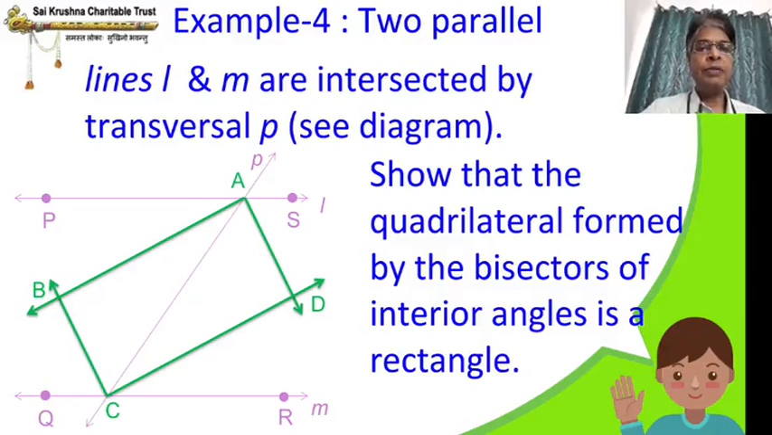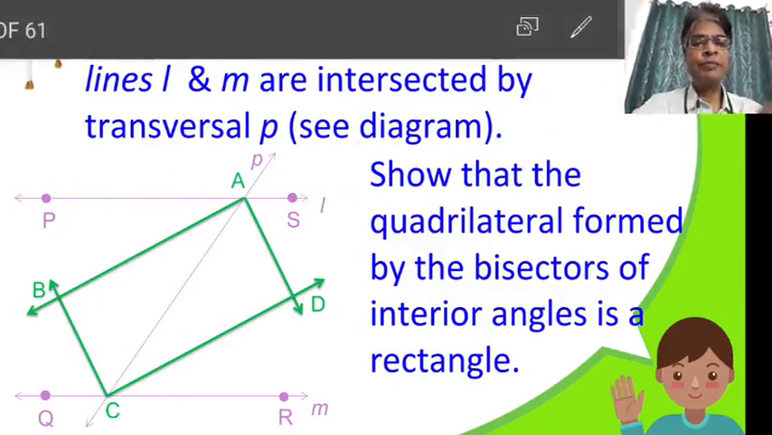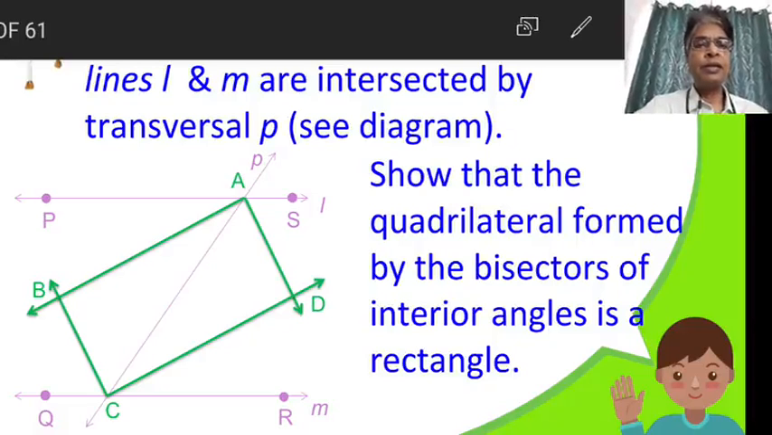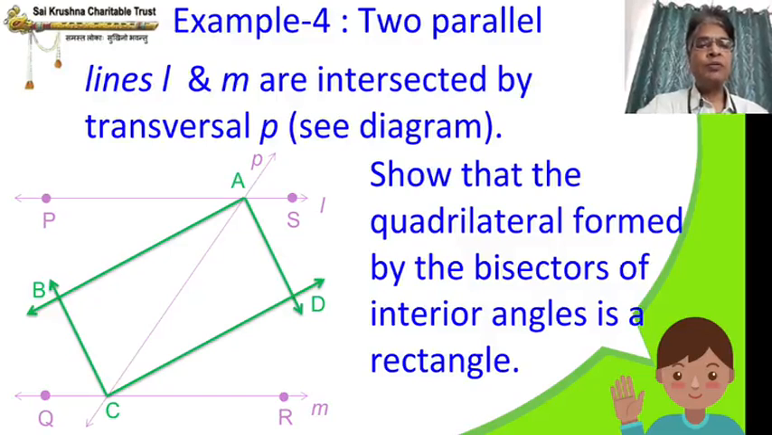So AB you can see is a bisector of angle PAC, correct? So AB is a bisector of angle PAC and similarly CD, BC, AD. Each one is a bisector of the angles formed between the parallel lines and the transversal. So we have to show that when these four bisectors intersect at two places, they form a rectangle. This is what we have to show. So let us see in the next page how to do it.